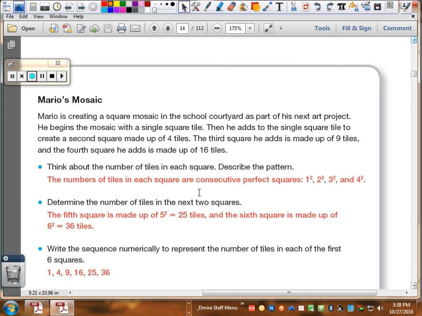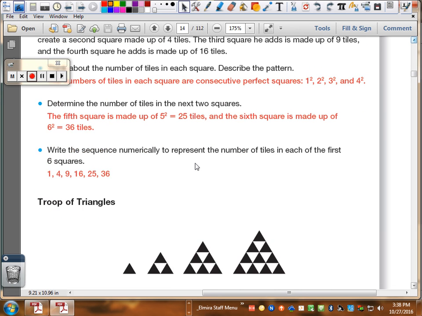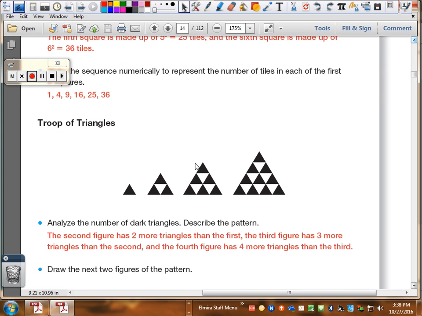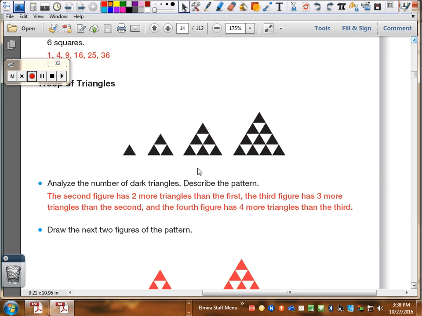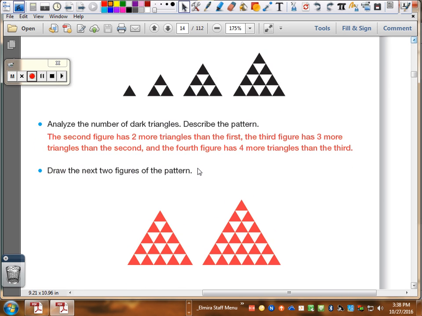If Mario had an infinite number of mosaic tiles, he could make his mosaic tiles forever. So the only reason we could say that Mario's tile thing is finite is because he will humanly run out of space and tiles to work with. But mathematically, it's infinite. Triangles. We could keep drawing triangles forever. That is an infinite sequence.